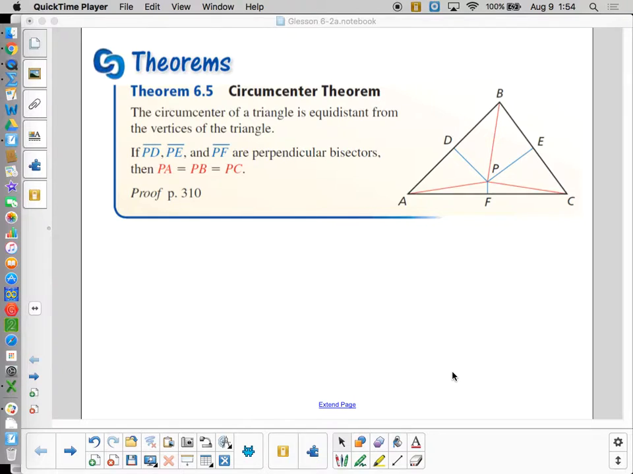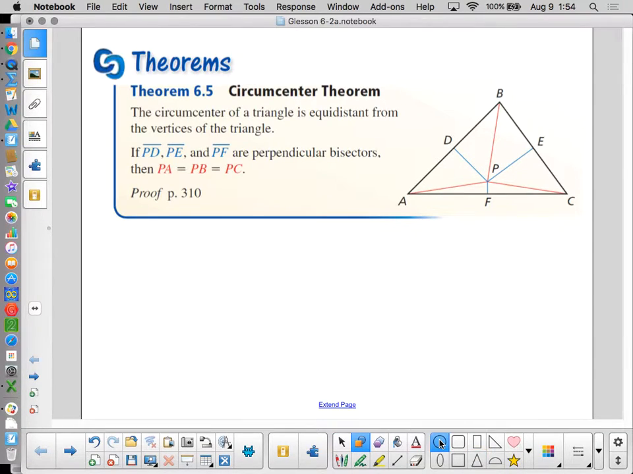In any triangle, all three perpendicular bisectors intersect at a common point. That's actually kind of cool that they do. That point has a special name, and if you haven't figured out what that special name is yet, it's called the circumcenter. Now you're saying, why the circumcenter? What does that mean, circumcenter? Well, let me just show you a little something.